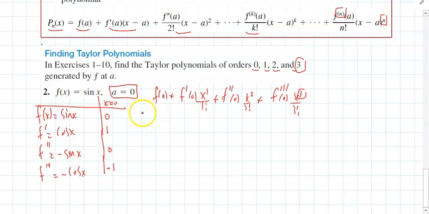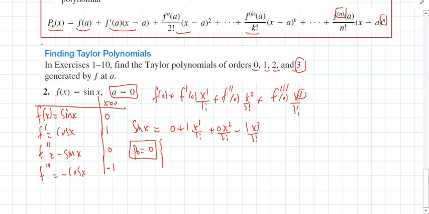So if I really look at this and figure out that sine of x is roughly around 0, 0 plus 1 x to the 1 over 1 factorial plus 0 x squared over 2 factorial minus 1 x cubed over 3 factorial. Now, when they want p sub 0, well, the term without any x is a 0, done. When they say find the first degree polynomial, that's 0 plus x to the 1 over 1 factorial, which is just x.